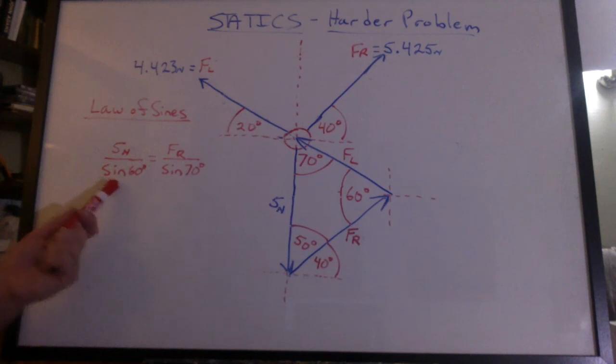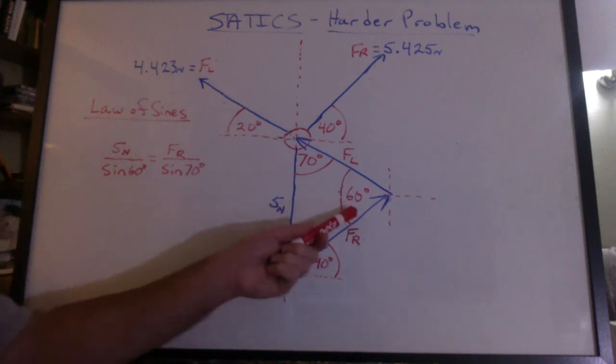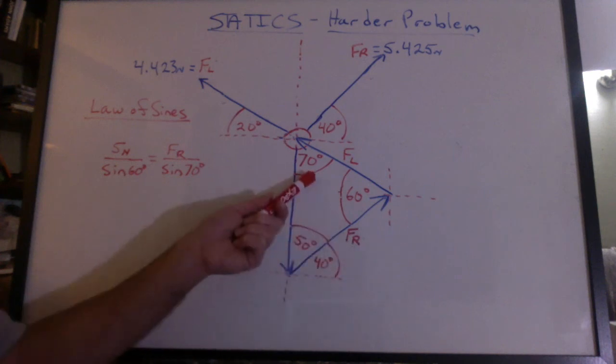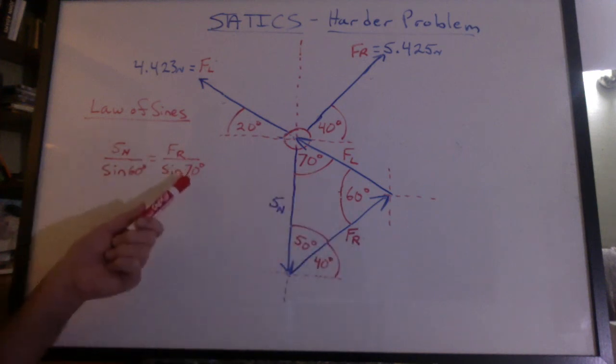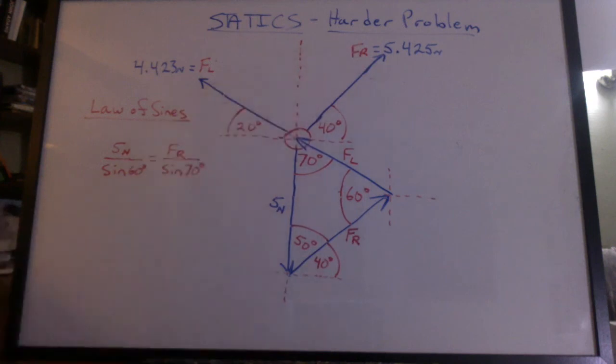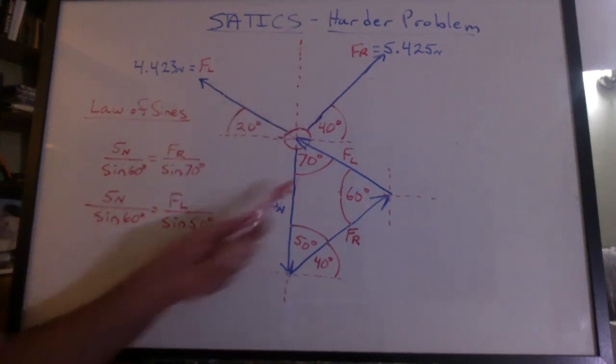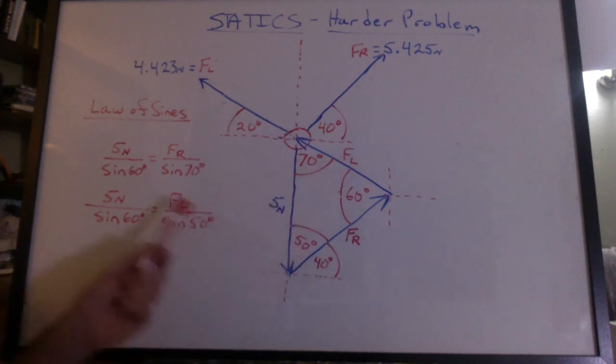5 newtons over the sine of 60. There's your 5, there's your 60. FR over the sine of 70. Well, if you do the math, guess what you get? The same thing. And we can do the same thing to get FL using FL over the sine of 50. And if you do the math, you're going to get the same thing.